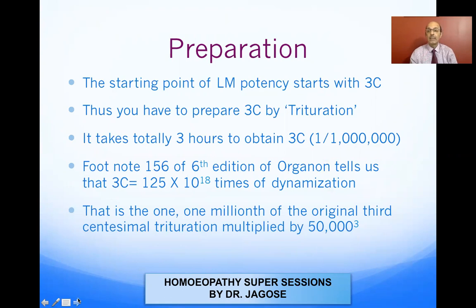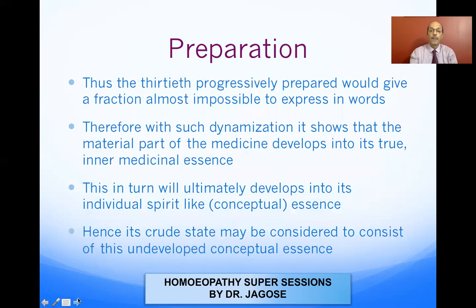Thus you have to prepare 3C by trituration. It totally takes 3 hours to obtain 3C, that is 1 by 1 million. Footnote 156 of the 6th edition of the Organon tells us that 3C equals 125 into 10 to the 18th times of dynamization. That is 1/1,000,000th of the original third centesimal trituration multiplied by 50,000 raised to 3. Thus, the 30th progressively prepared would give a fraction almost impossible to express in words.